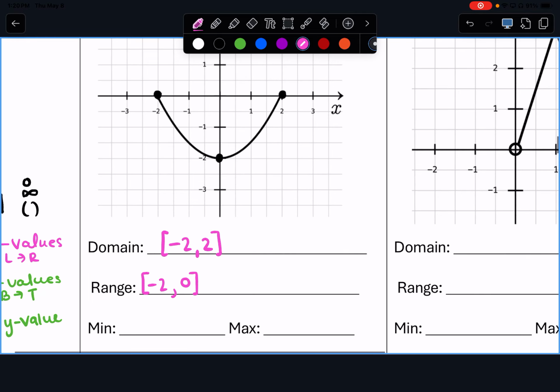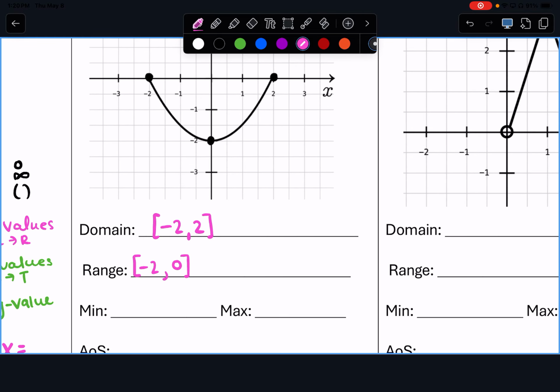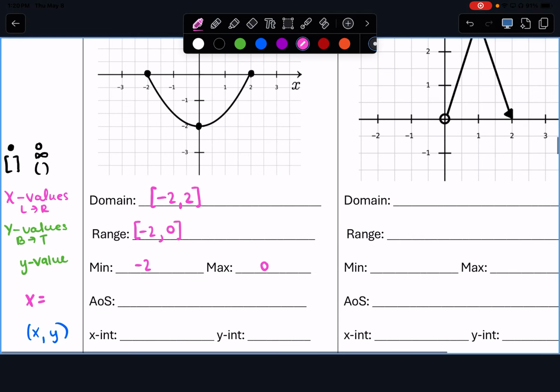Now, what is our minimum y value? -2. What's our maximum y value? 0. Can this graph be divided into two equal parts? Yes. Where would half be? 0. So we're going to do x equals 0.